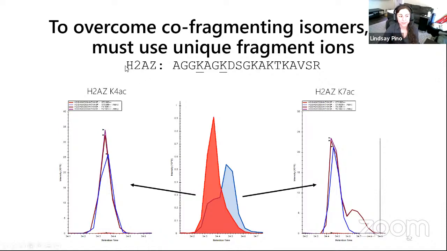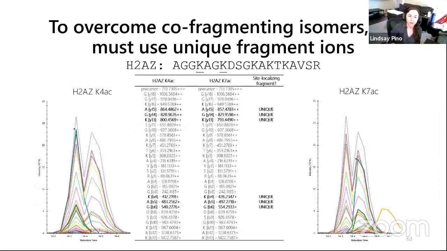So here's another histone protein. This is histone H2. Lysine 4 and lysine 7 can be acetylated, monoacetylated. The rest of these lysines are derivatized, are propionylated, which answers the question before about the derivatization. So these two precursors, these two peptides, pretty much co-elute. When we look at the fragment level, many of their fragments are going to be shared. So in the Y series of ions, all of these ions down here are going to be the exact same between these two peptides.